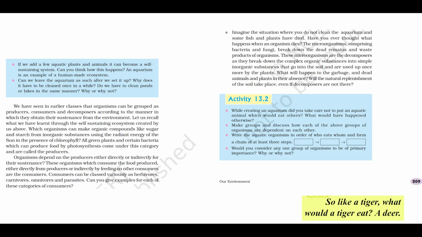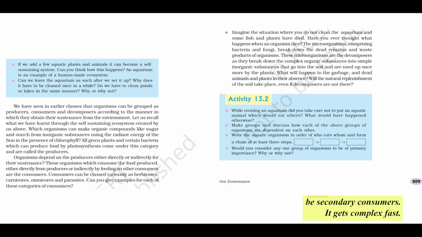So like a tiger, what would a tiger eat? A deer. A tiger might eat a deer, which is a primary consumer, making the tiger technically a secondary consumer in that chain. But a tiger might also eat, say, a wild pig, which might have eaten smaller animals, putting the tiger at the tertiary level sometimes. Or think of an eagle catching a snake, which ate a mouse. The eagle is tertiary there. Ah, okay. Depends on the specific chain. Yeah. Lions eating zebras would be... Zebras are herbivores, so lions eating them would be secondary consumers.